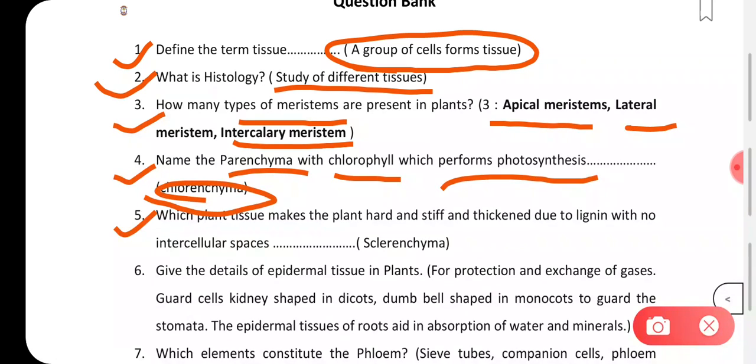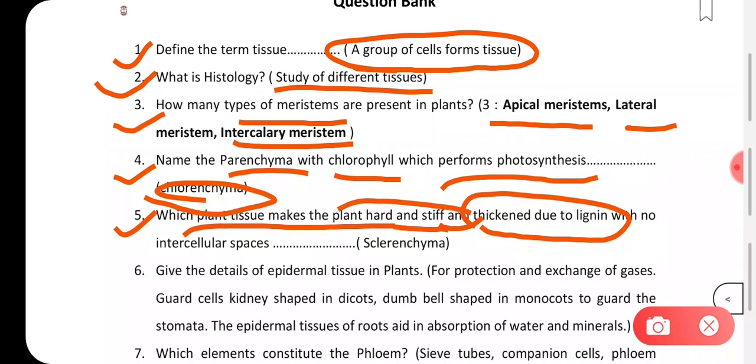Next question is which plant tissue makes the plant hard and stiff? Okay, hard and stiff and thickened due to lignin. So which plant tissue has the deposition of lignin that makes it hard and stiff with no intercellular spaces? That is sclerenchyma. So lignin deposition we see in the case of sclerenchymatous cells.